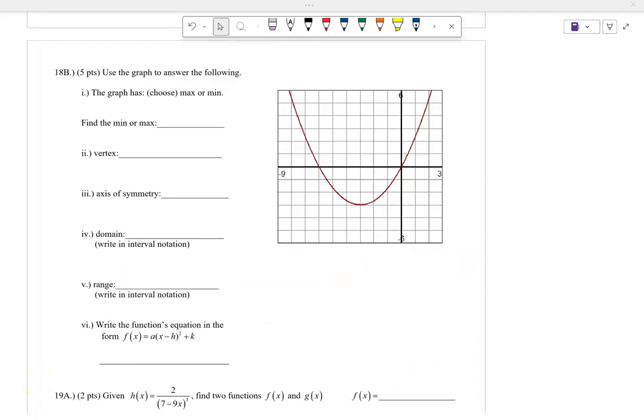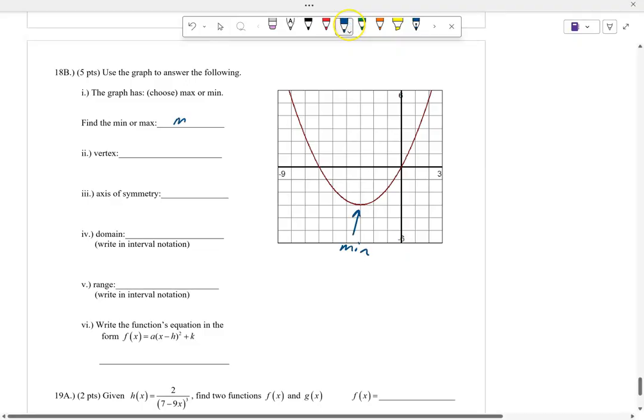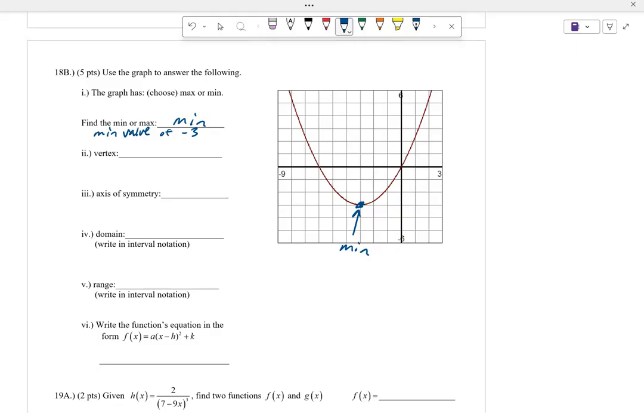All right, so the graph here looks like we've got a quadratic given. Does it have a minimum or maximum? Well, this thing opens up, so we obviously have a minimum right there. So we have a min. What is the min value? It looks like it's -3. Min value, the y value of -3. By the way, that's where the lowest y value it has is.